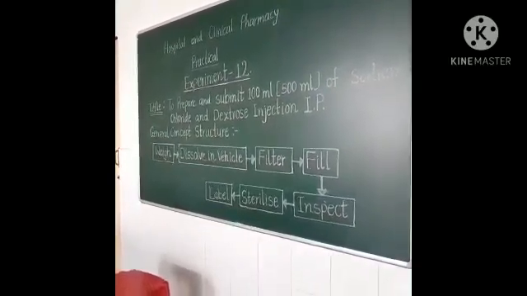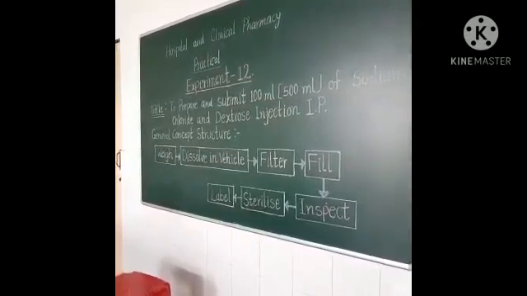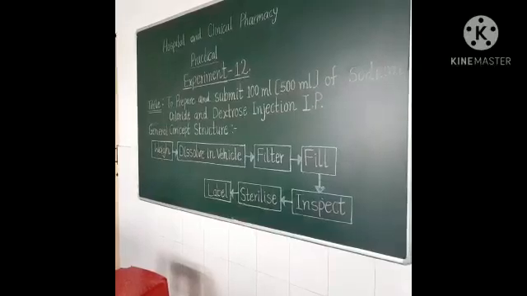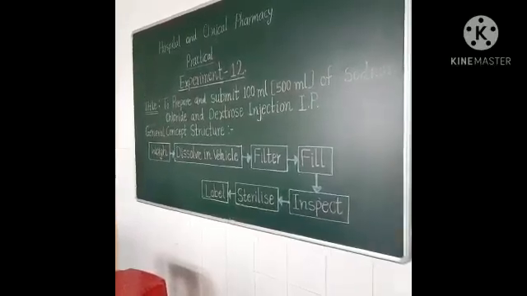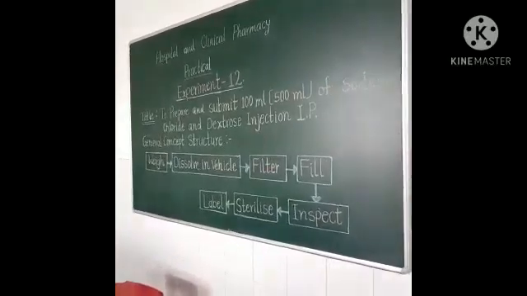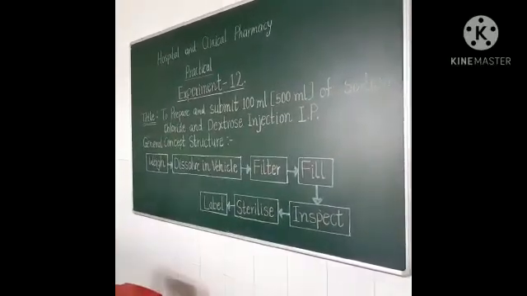That is weighing, dissolve in vehicle, then filter, fill in the bottle, and then inspect for clarity and particulate matter. Then sterilization is done by using autoclave, and finally labeling is done.